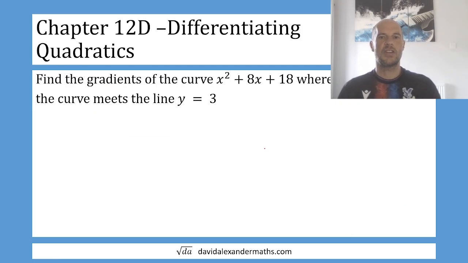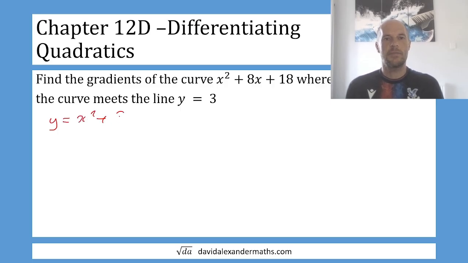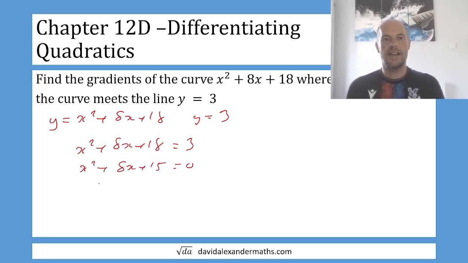Find the gradients of the curve x squared plus 8x plus 18, where the curve meets the line y equals 3. Okay, so we've got two functions here, y equals x squared plus 8x plus 18, and y equals 3. So let's find the points of intersection. That's going to be where x squared plus 8x plus 18 equals 3. Subtract 3 from both sides. And now I can factorise and solve. So x plus 5, x plus 3 equals 0. So the solutions are x is negative 5 and x is negative 3.